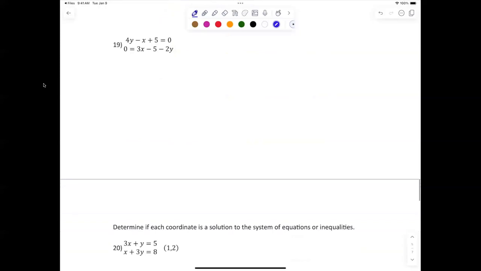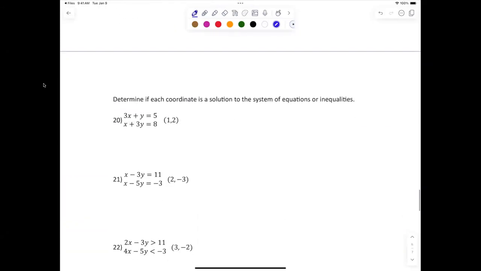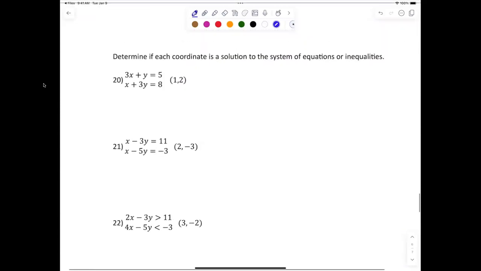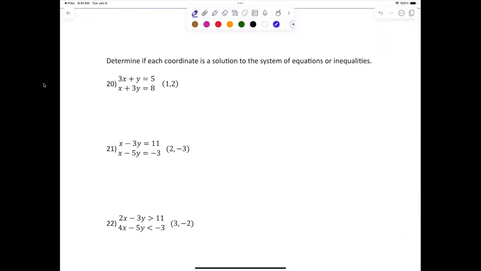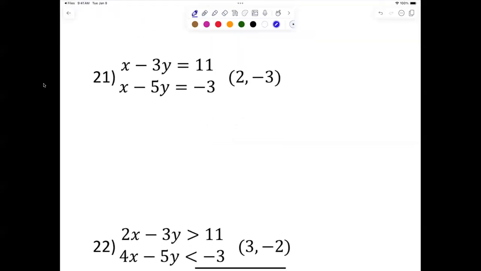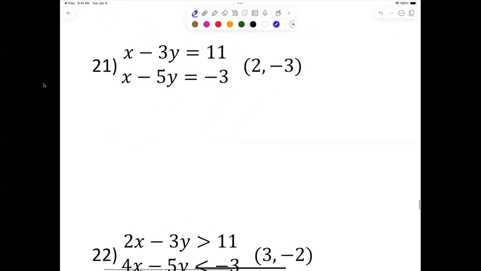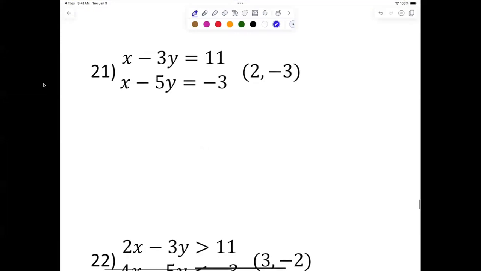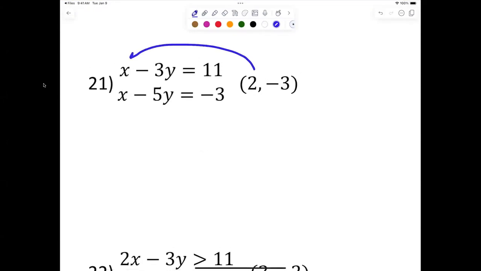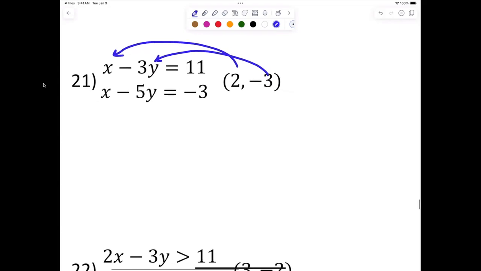All right, now I want to scroll down a little bit. I want to scroll down to number 21. Now it says, determine if each coordinate is a solution to the system of equations or inequalities. So everybody look at number 21. Is 2, -3 the solution? So we have to do what? We have to plug 2 in for x and negative 3 in for y to see if it's a solution. So everybody type that in and see if it's correct. So I say 2 minus 3 times negative 3. Does that equal 11?